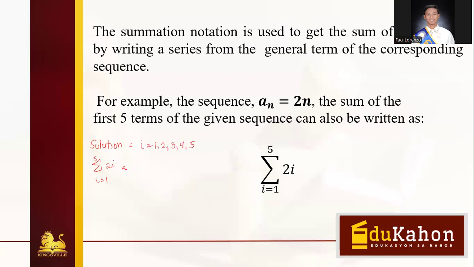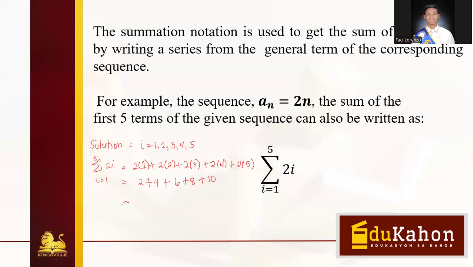Okay, let's try. So we have 2 multiplied by 1 plus 2 multiplied by 2 because we are dealing with 2i, plus 2 multiplied by 3 plus 2 multiplied by 4 plus 2 multiplied by 5. So these are your 2i's from 1 to 5. So 2 times 1 is 2 plus 2 times 2, that is 4. 2 times 3, that is 6. 2 times 4, that is 8. And 2 times 5, that is 10.